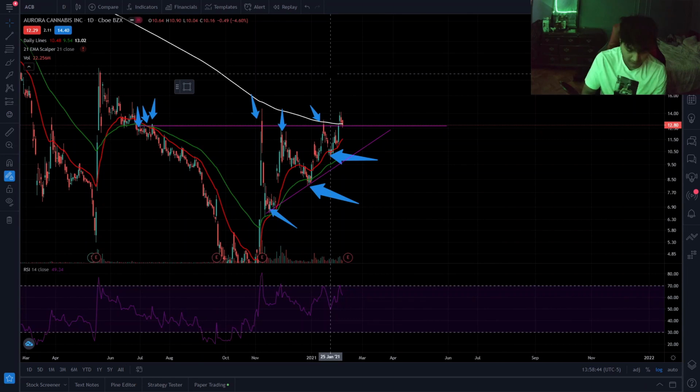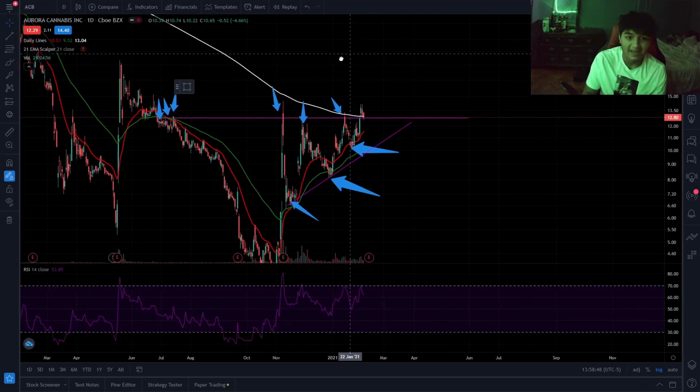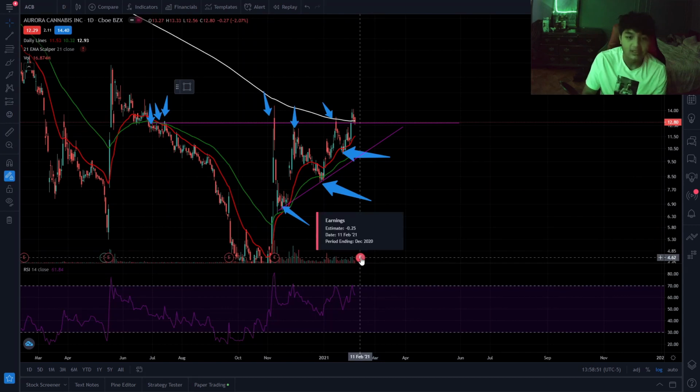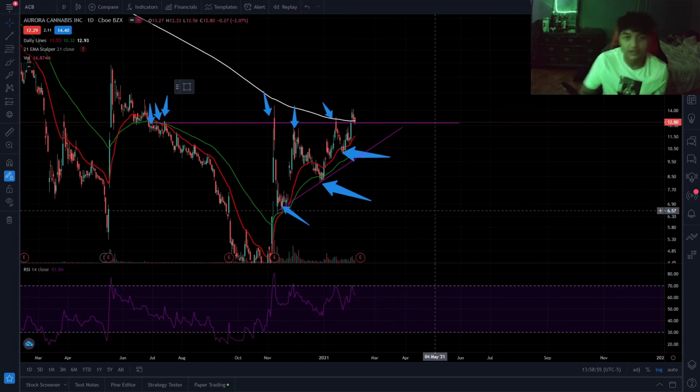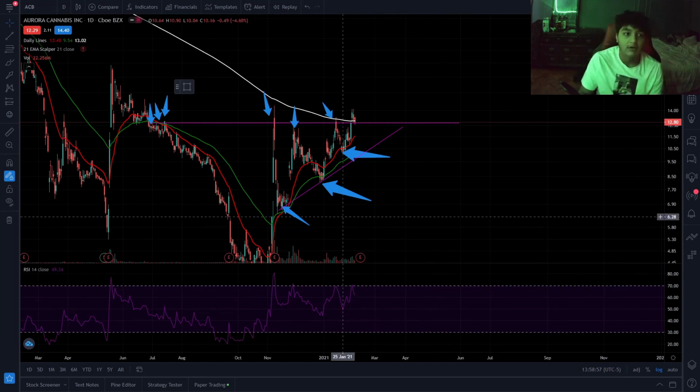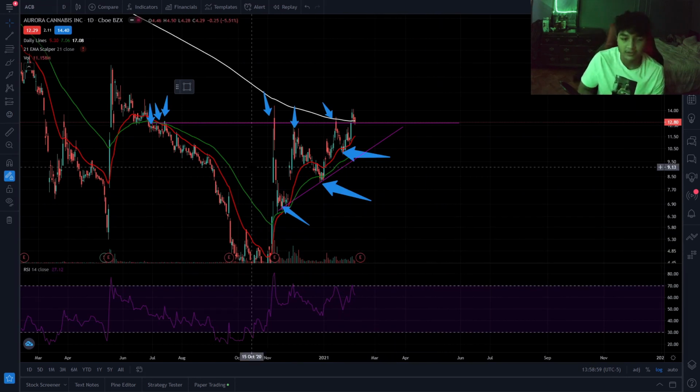And then the fifth rule was earnings has to be at least a month out, and it's not, like I said, it's around the corner, February 11th. So I do consider you guys playing it safe. Play it afterwards, do not play through earnings. It's always a gamble. And the sixth rule was to look at our risk to reward.